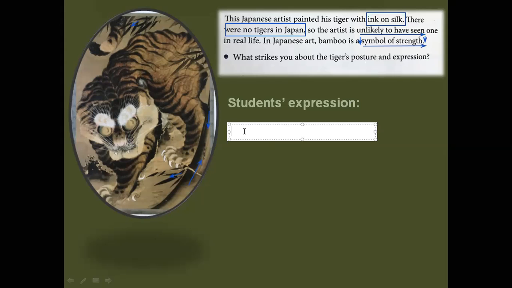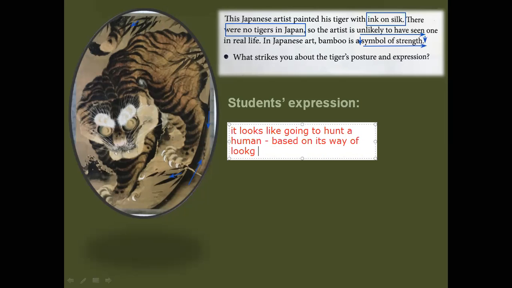Tiger looks like he's hunting a human. Looks like he's going to hunt a human. Okay. Why did you feel that way, Dua? Based on how he's looking, his eyes. Based on its way of looking. Okay, this is very good. This is expression.